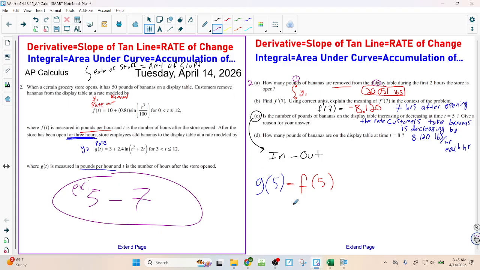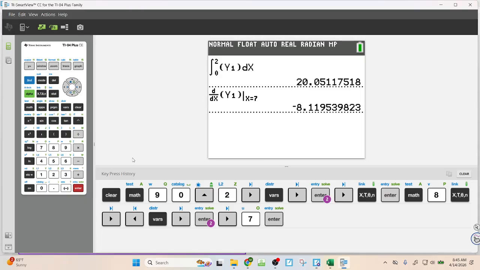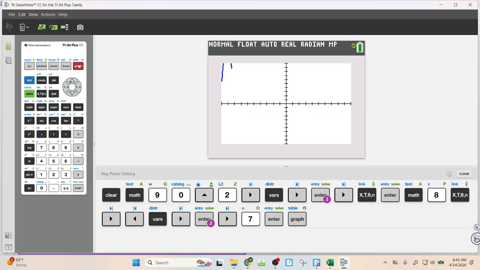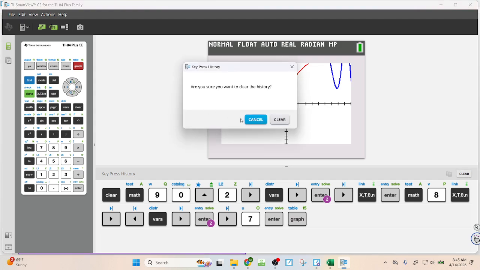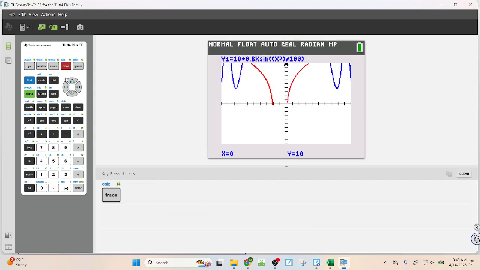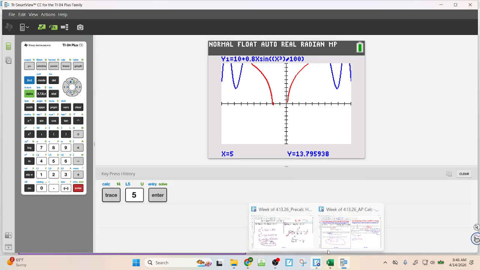So here we go to our calculator. The best way to do it for me is usually to go to the graph, and I usually just hit trace 5. And that should be F of 5. 13.796. 13.796.